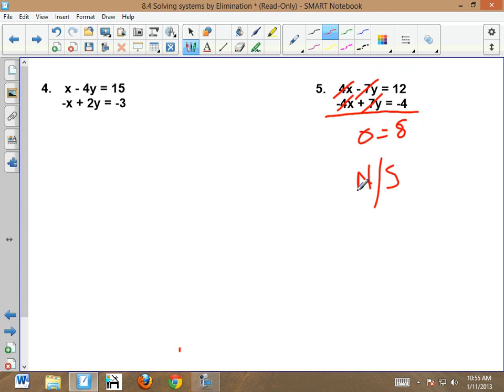I can't solve for x, I can't solve for y. There's no solution. Now the reason is, I'll tell you the reason why. When you isolate the y's here, you're going to get the same slope. That means you're going to have parallel lines. These are actually lines, and when you graph them, they never cross. That's why there's no solution, because these graph lines never cross.